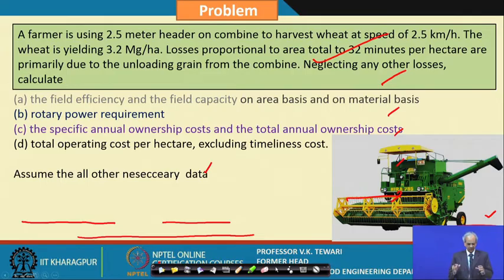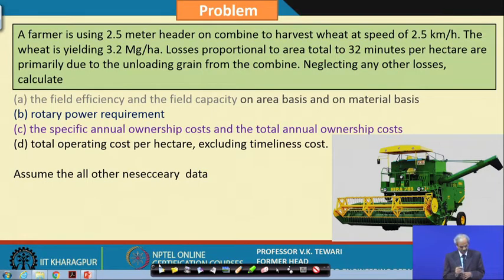Now, let us see, I have put this as a problem, but then we will get into the details of this later. A farmer is using a 2.5 meter header on a combine to harvest wheat at a speed of 2.5 kilometer per hour. The wheat is yielding 3.2 megagram per hectare. Losses proportional to area, totaling 32 minutes per hectare, are primarily due to unloading grain from the combine.